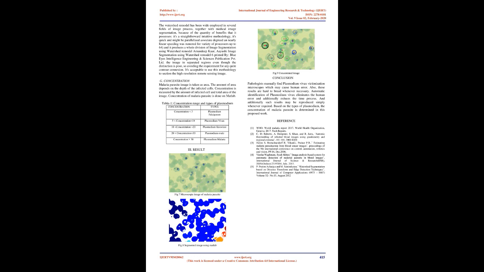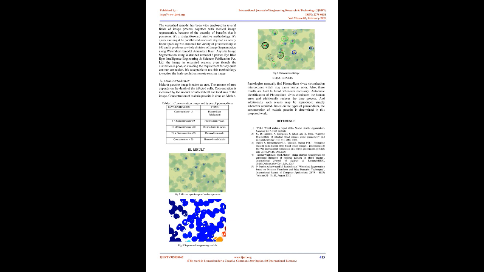Concentration of the malaria parasite image is taken as area. The amount of area depends on the depth of the infected cells. Concentration is measured by the amount of infected cells and the total area of the image. Concentration of the malaria parasite is computed in MATLAB.